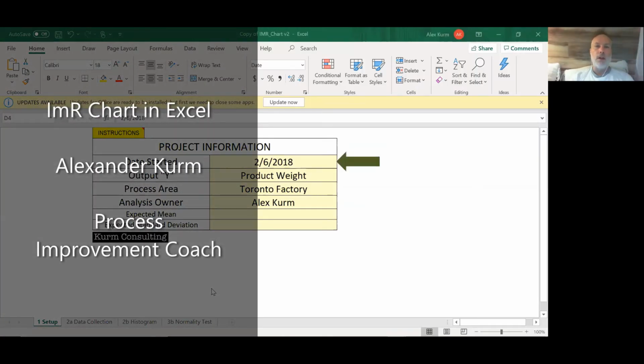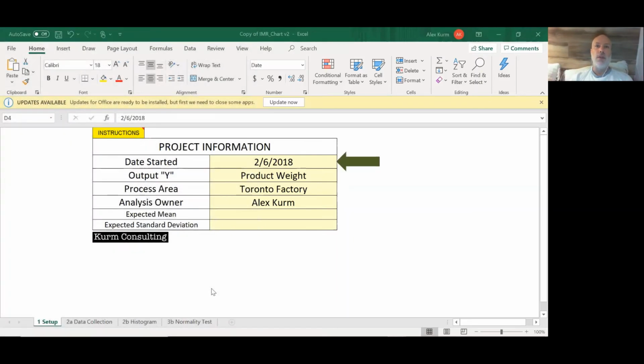Hi everyone, welcome to this quick video on how to use the Excel-based Lean Six Sigma analysis tool for an ImR control chart. And the ImR stands for Individuals Moving Range Control Chart.